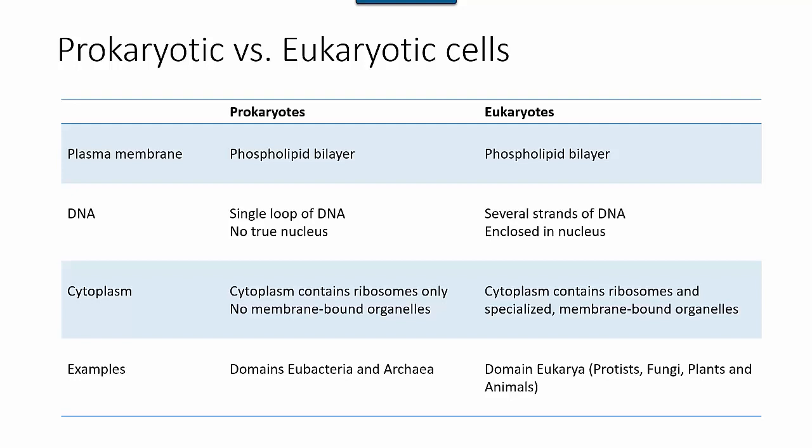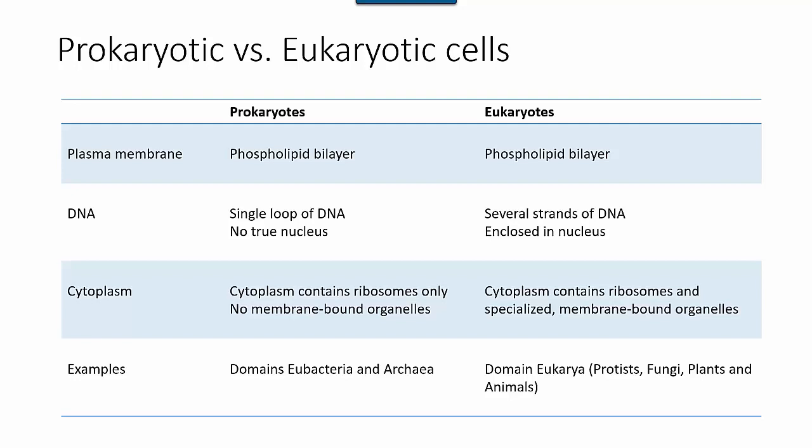They both have plasma membranes composed of a phospholipid bilayer, but the contents they enclose are significantly different. Prokaryotes typically have a single loop of DNA and lack a true nucleus. There is no membrane separating their DNA from the other cell contents. In contrast, eukaryotes have several strands of DNA enclosed within a nucleus.